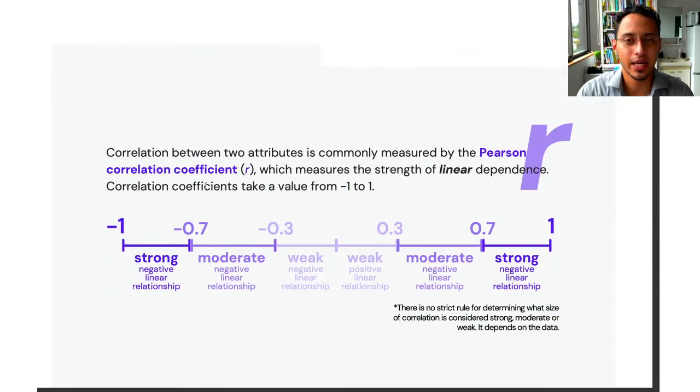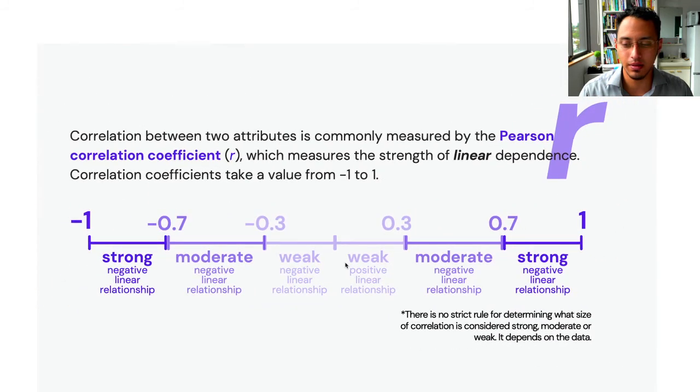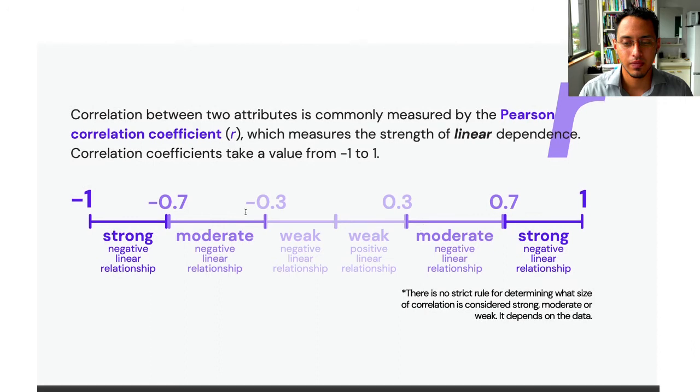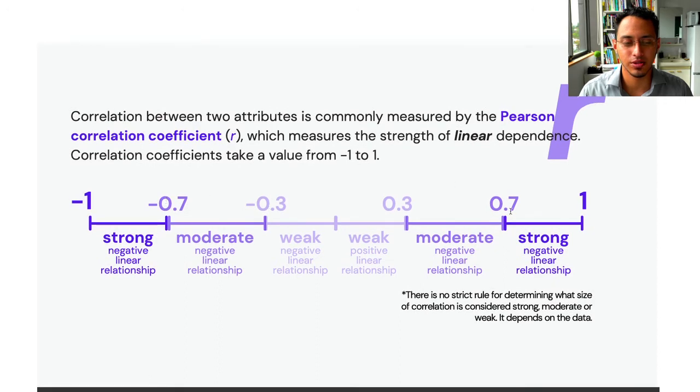So the correlation can be expressed by this R, called the Pearson correlation coefficient, which measures the strength of linear dependence. The correlation coefficient may take a value between -1 and 1. If you see the scale here, a value of R from 0 to 0.3 is considered weak, either negative or positive. Up to 0.7 or -0.7 is moderate, and the one closer to 1 is strong.